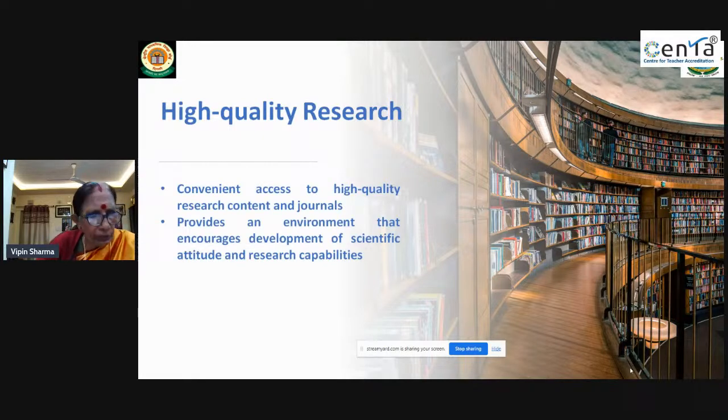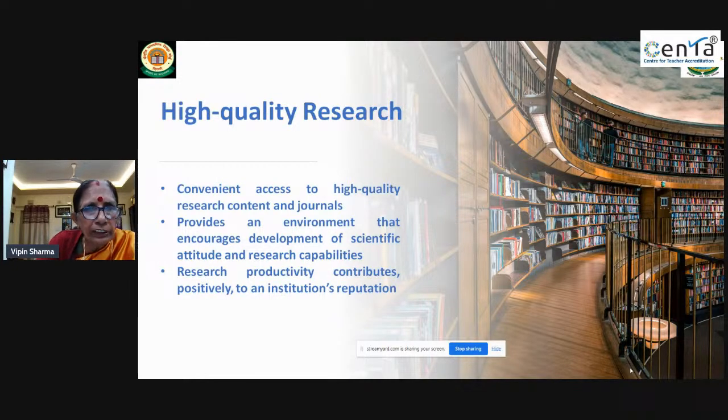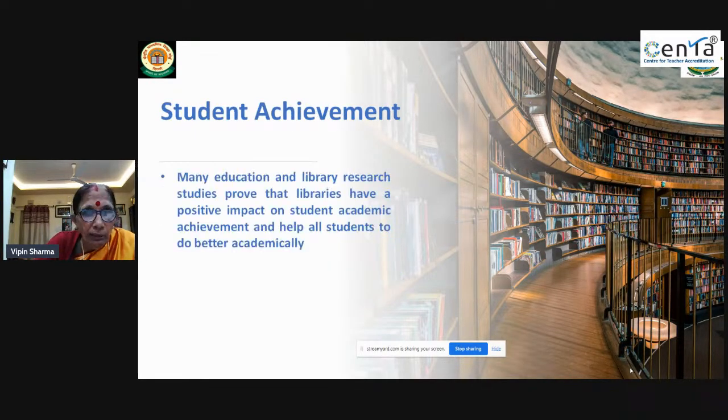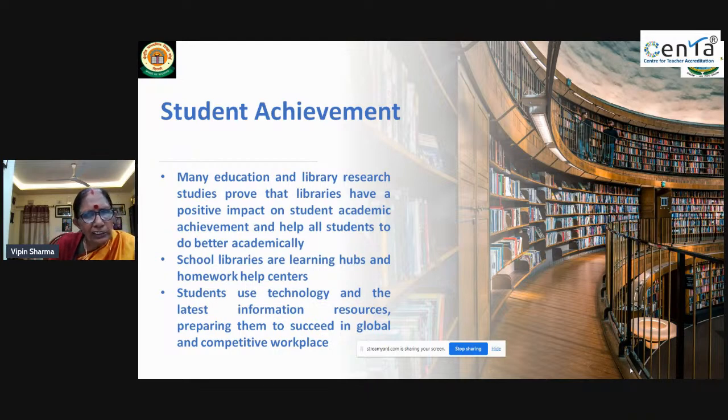High quality research is convenient. Access to high quality research provides an environment that encourages development of scientific attitude. It is very important. So scientific attitude contributes positively to an institution's reputation. Yes, I agree here. When research is done, it adds to the face value of the school. It helps develop scientific attitude. Not only that, CBSE also has introduced so many activities for the development of scientific attitude and scientific temper. So when we talk of high quality research, that temper comes into our mind. Education proves that libraries have a positive impact on academic achievement, already I spoke about that. School libraries are learning hubs and homework help centers. They use technology and the latest information resources.